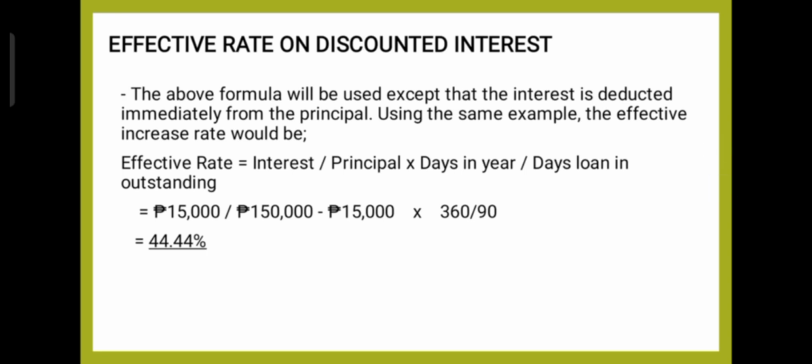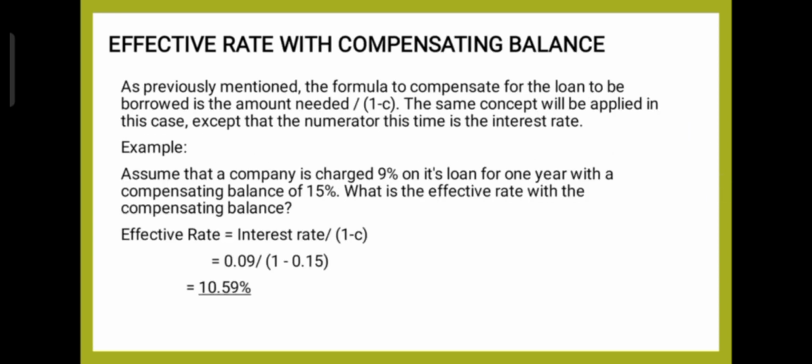So, note lang that the effective interest rate on a discounted loan is higher than that of the loan using an add-on interest. The reason is that yung principal, which is the base for computing the rate, has a smaller amount. So, next is the effective rate with compensating balance.